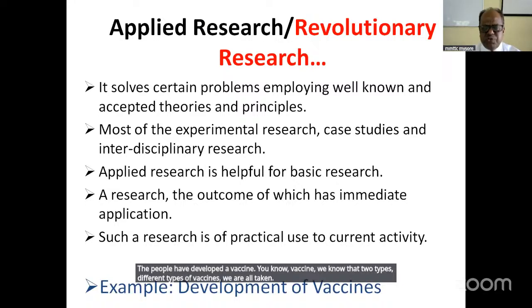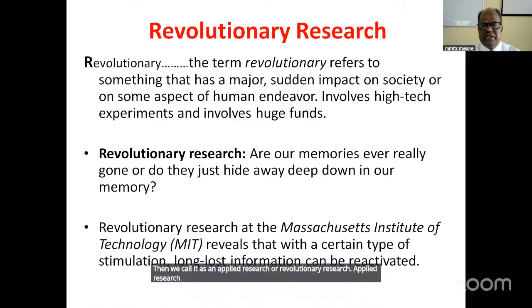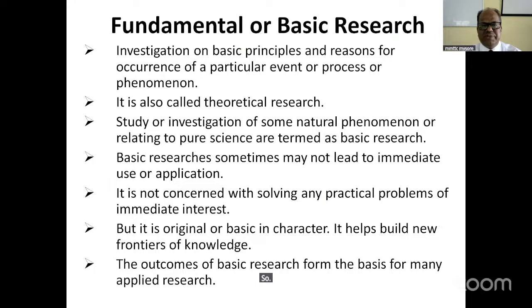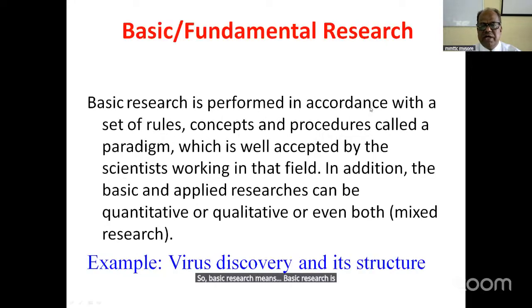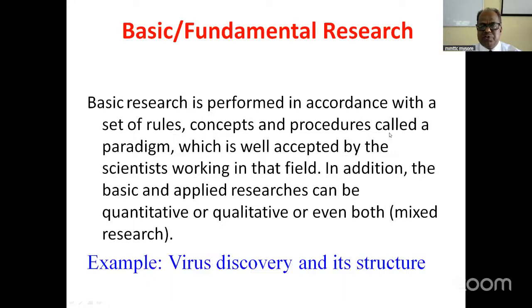So if you develop a vaccine for control and spread of the disease, then we call it applied research or revolutionary research. Basic research means research performed in accordance with a set of rules, concepts and procedures. That means all living organisms are made up of cells. Within the cells, we have many other cell organelles. If you discover one more organelle in the cell, it is basic research.